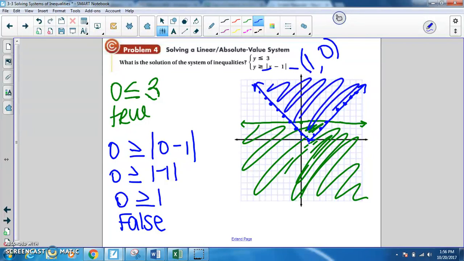Since this is false, I shade on the opposite side of the blue line, which is over here. So I need to see where they overlap, and these two overlap in this triangle section here. So that purple is where my solution would be.